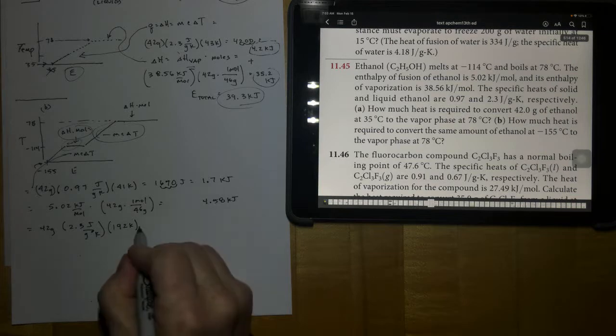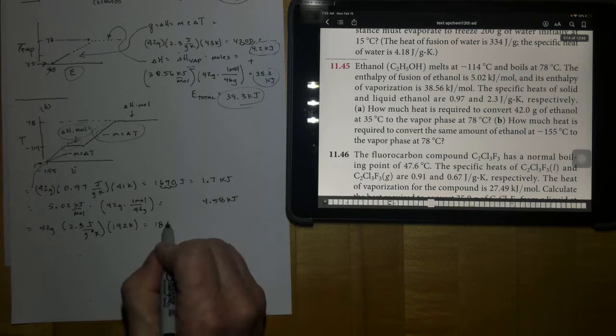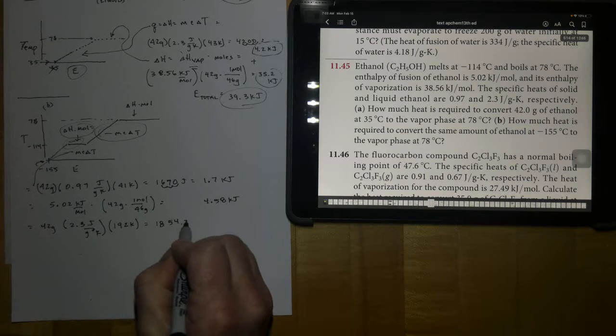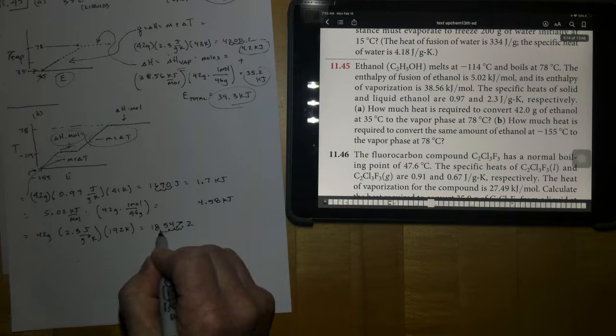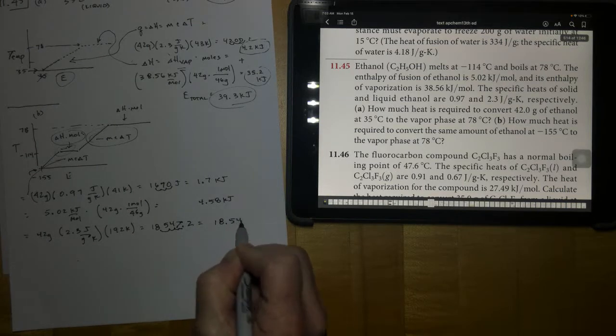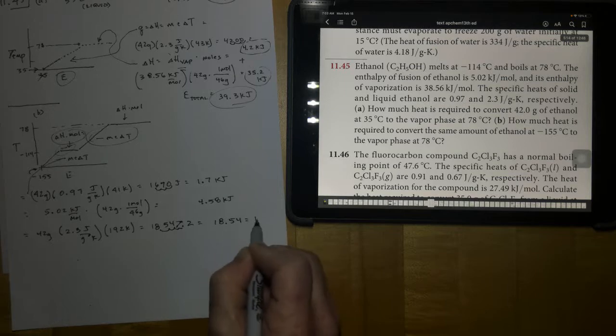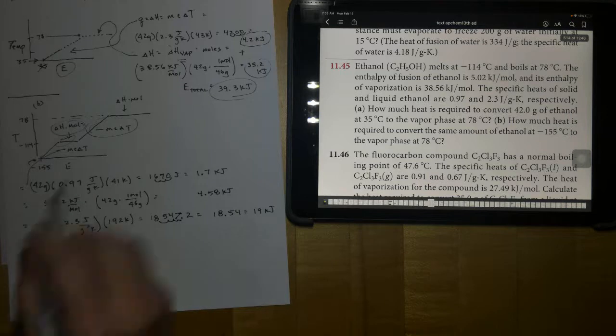And this is going to be in joules, but we'll want to convert it to kilojoules. So 1, 2, 3 to the right gives us 18.54. 5 or more round up, so it would be about 19 kilojoules there. And that takes care of this part.